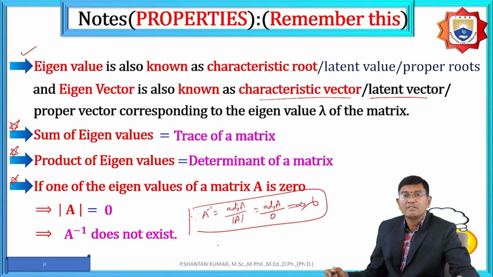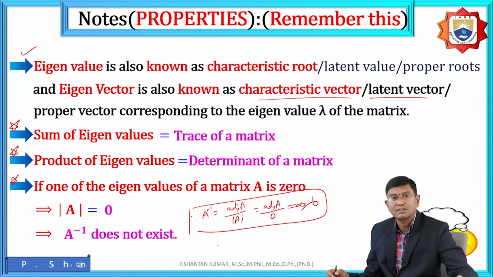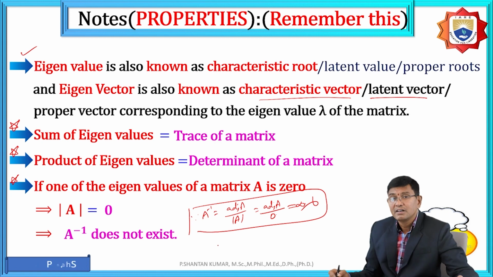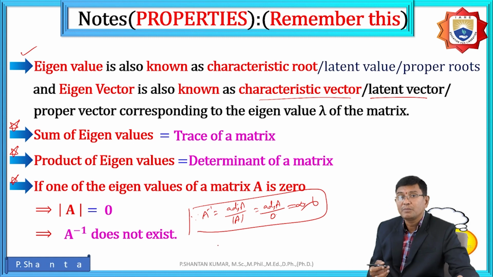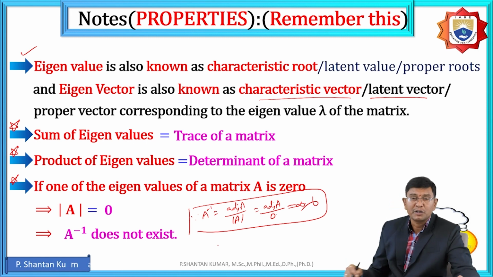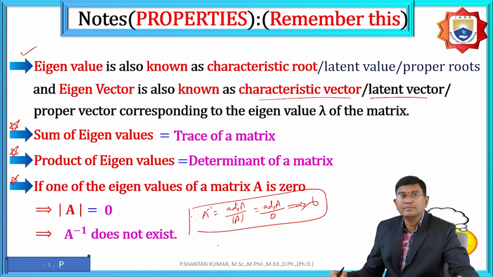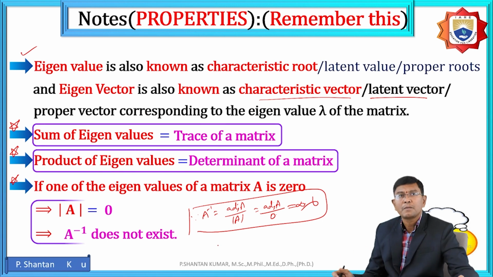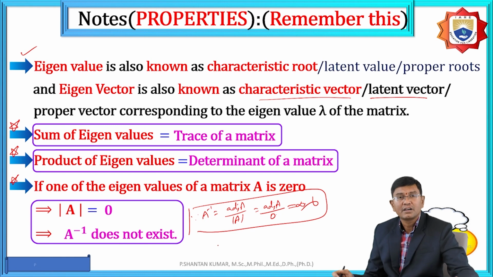This is the meaning of: whenever one of the eigenvalues is 0, the inverse does not exist, because A is a singular matrix. That means if the matrix is a singular matrix, automatically the inverse does not exist. And further, we need to remember these conditions.